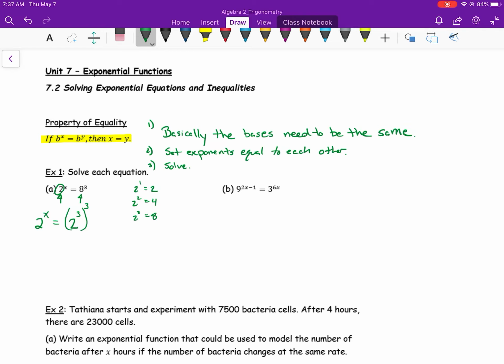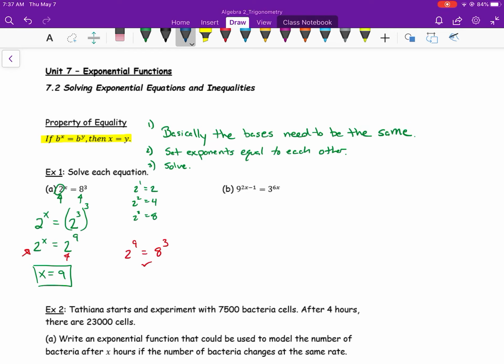Alright, and then I'm just going to simplify what I got. So I got 2 to the x, and we go power to a power, so you multiply the exponents, so it becomes 2 to the 9. So now we have same base, both base 2 here. So you just set the exponents equal to each other. So x equals 9. And that's our answer. So basically what it's saying is 2 to the 9th is the same as 8 cubed.